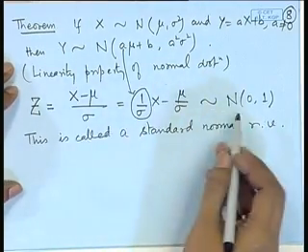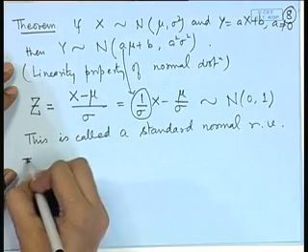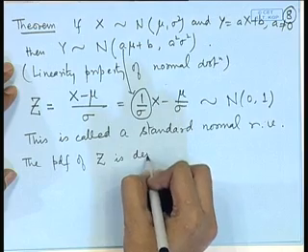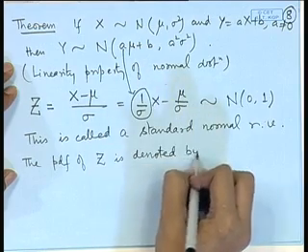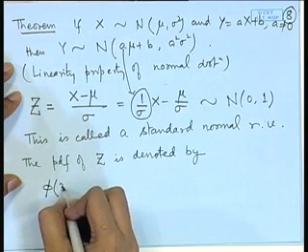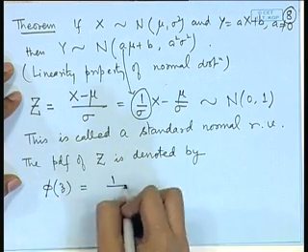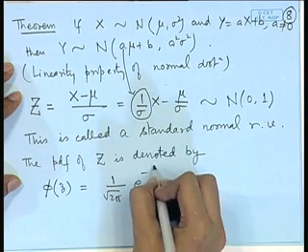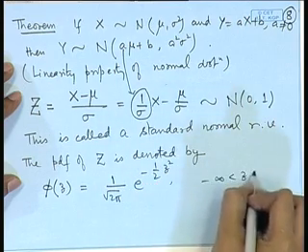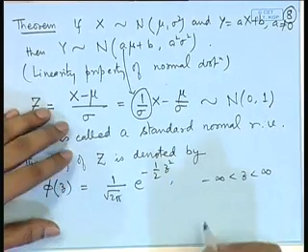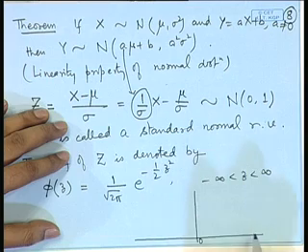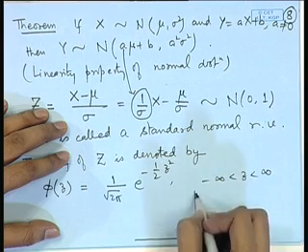Let us look at the density function. The PDF of z is denoted by, so there is a standard notation, it is small phi of z, it is 1 by root 2 pi e to the power minus 1 by 2 z square. We can see the shape of it. This is symmetric around z is equal to 0.